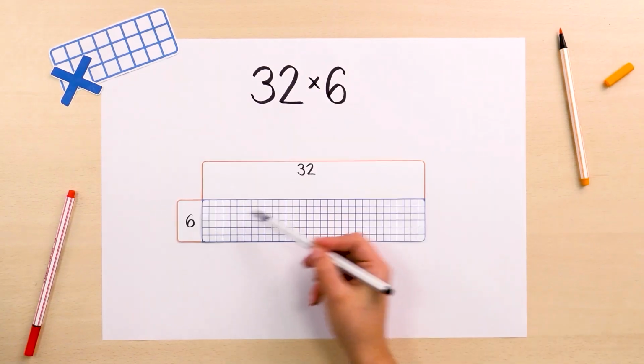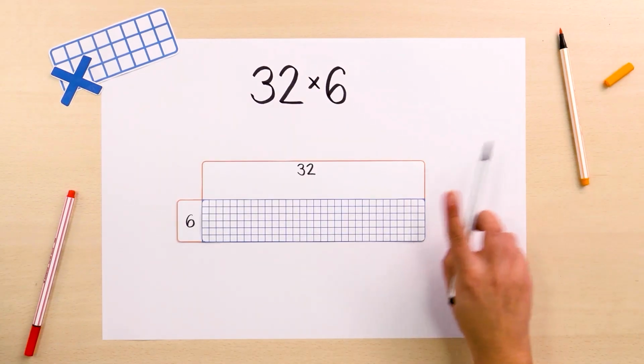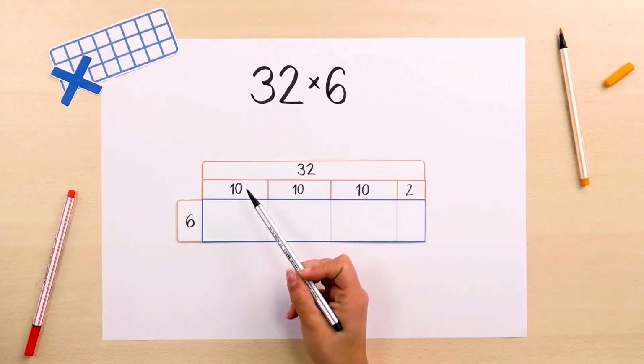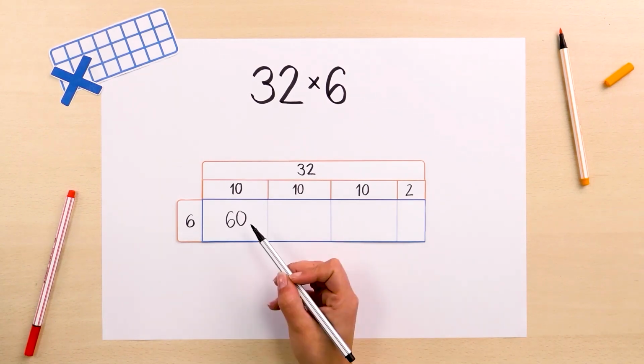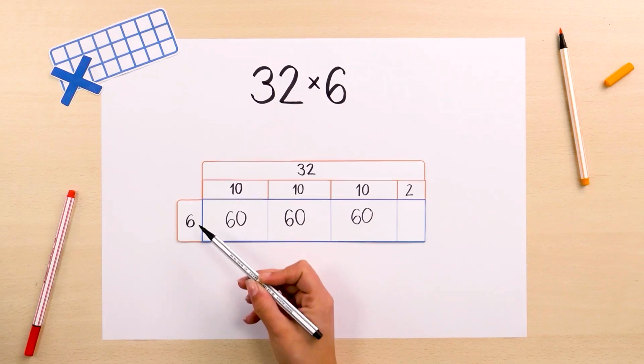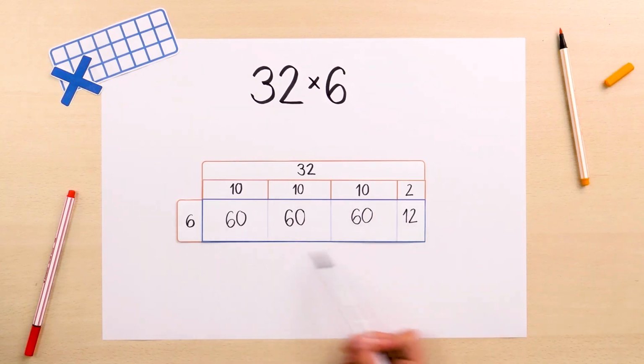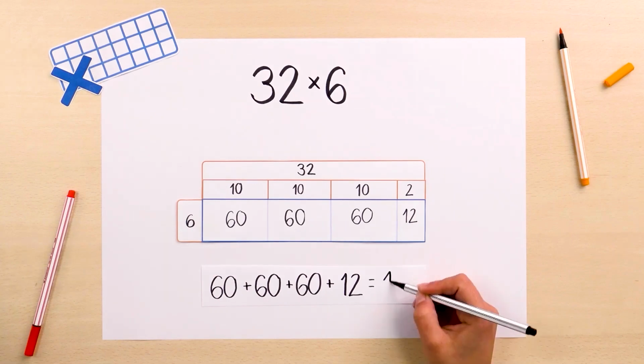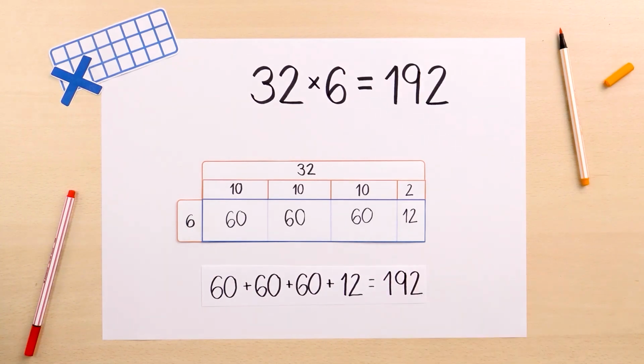32 times 6. Drawing the squares is not essential, we can leave them out. Now we can break down 32 into 10, 10, 10 and 2. So we get 10 times 6 equals 60, and we have it 3 times. And 2 times 6 equals 12. In total, 60 plus 60 plus 60 plus 12, which equals 192.